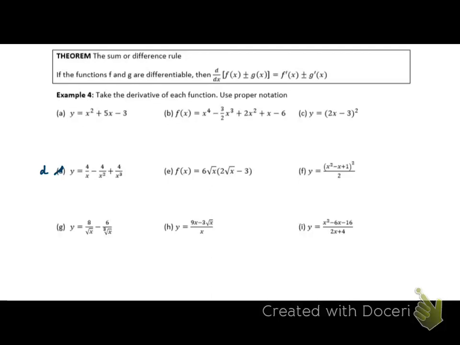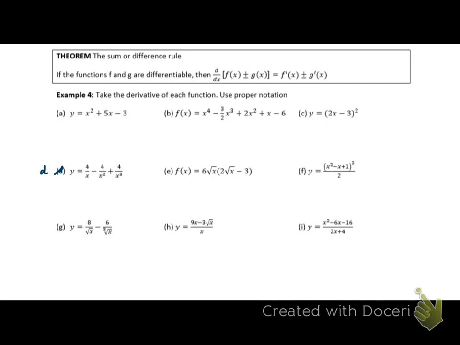This is section 6, derivative rules, example 4. So in this example, we're talking about the sum or difference rule. And all it means is that when you add functions or subtract functions, you just take the derivative of each individual term, one at a time. And that's it. And then you use whatever sign is there.